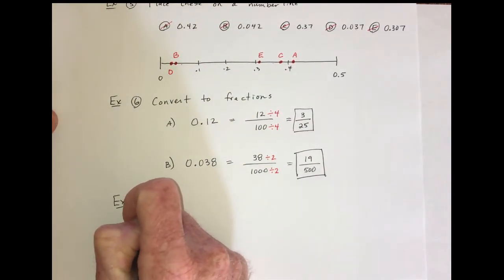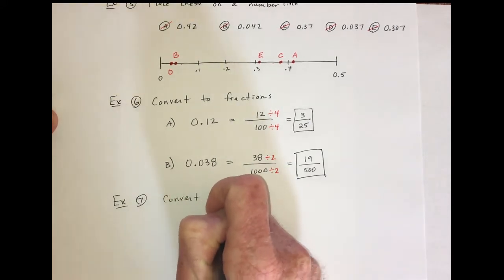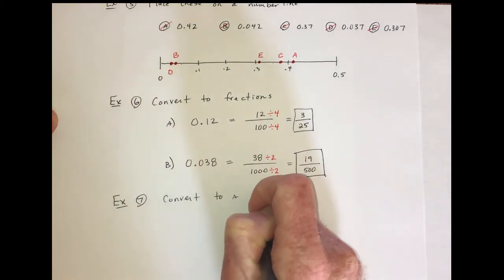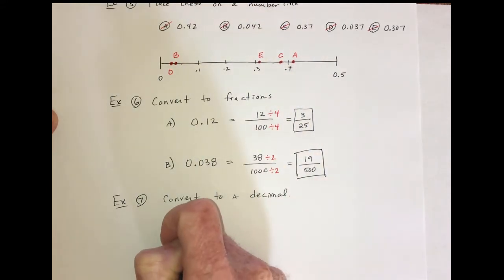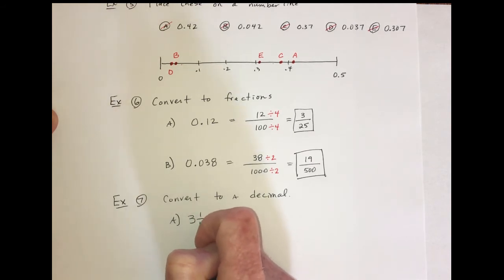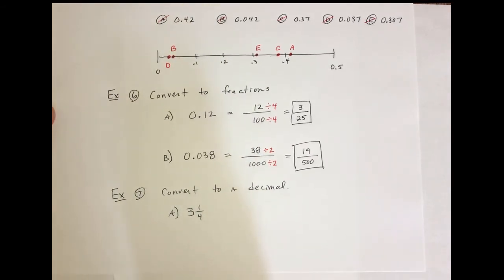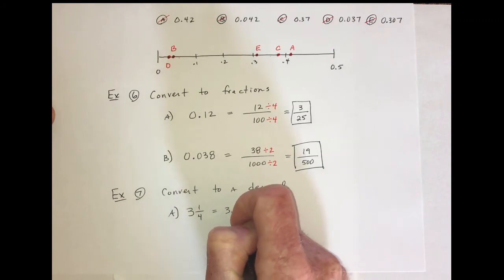So for example number 7, convert to a decimal. Part A, how about 3 1/4? So you might just look at this and say 1/4. Well, a quarter is worth 25 cents. So that means that it would be 3.25.